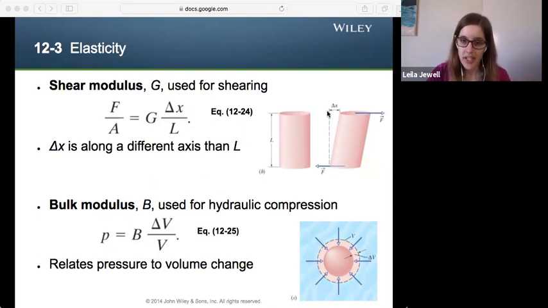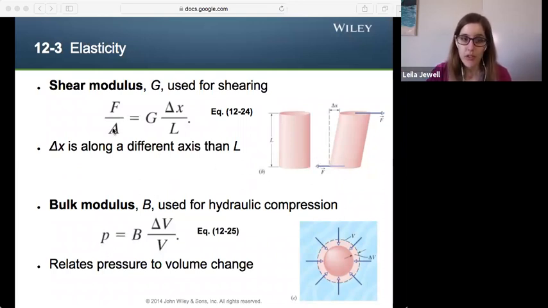So notice delta X is actually along a different axis than L. The shear is telling you about how you can sort of warp it, pushing it sideways, perpendicularly. And then for the hydraulic compression, we use the bulk modulus B.